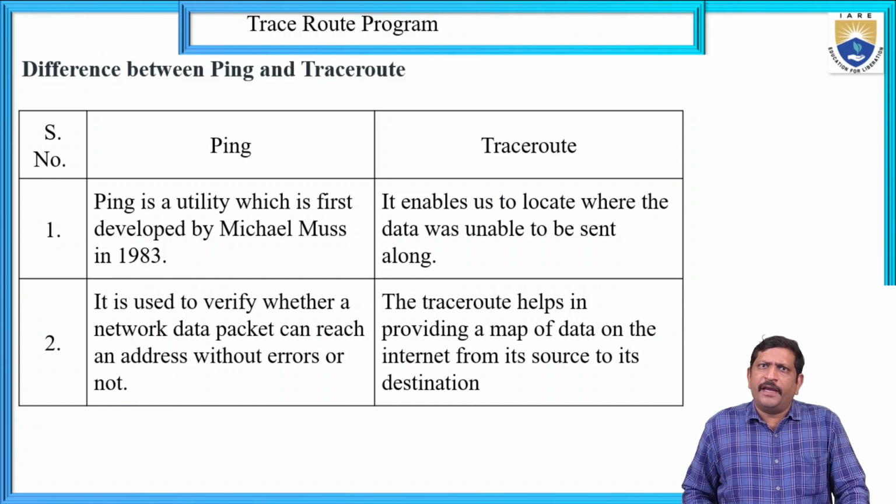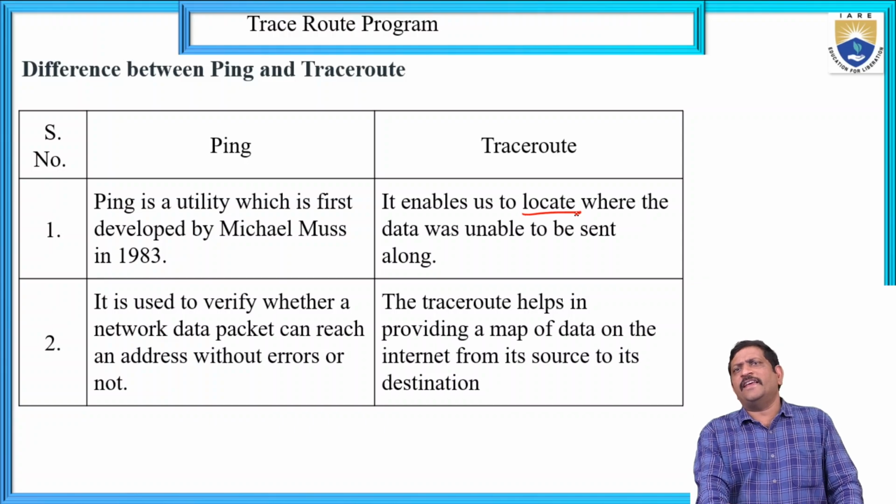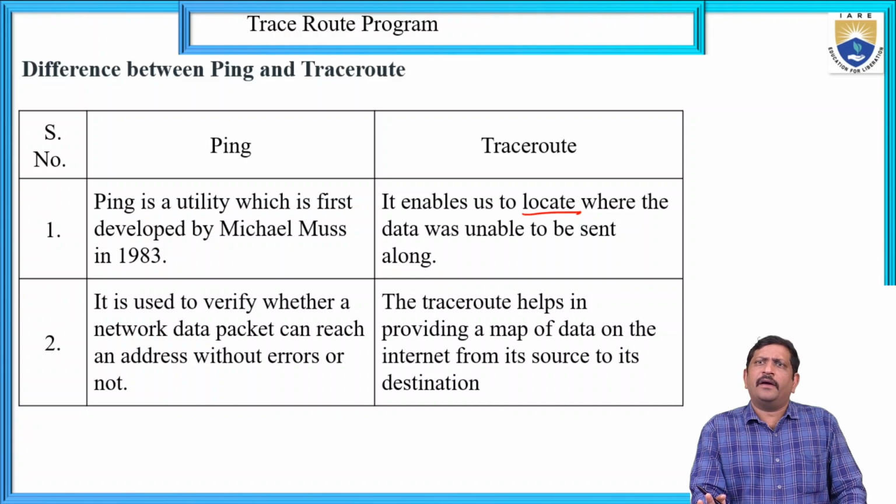Ping is a utility first developed by Michael Muuss in 1983. Traceroute, if we see, enables us to locate the address of the destination where the data was unable to be sent along the transmission channel. Mainly it locates the address of the machine, and data availability or unavailability can be checked using traceroute, and the time also we can check with traceroute.